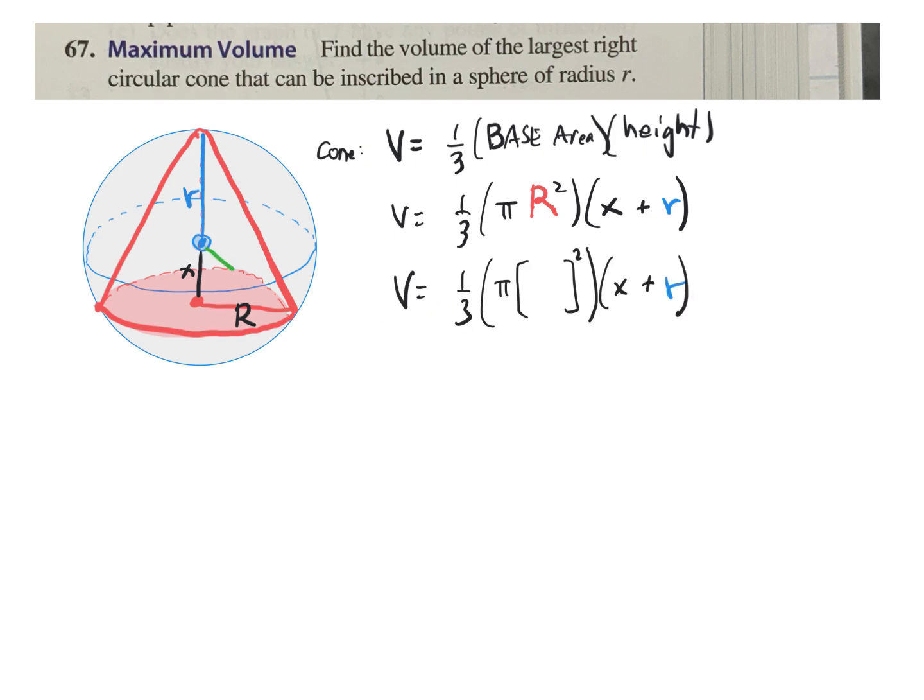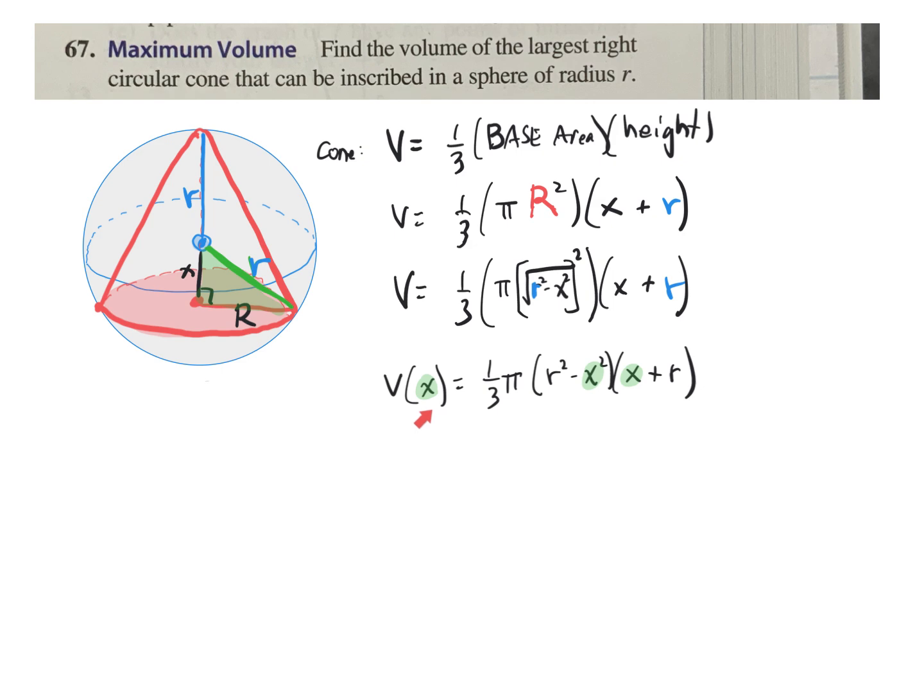Let's write another radius of the sphere, which is r, and then we can solve for capital R using the Pythagorean theorem. So using the Pythagorean theorem, leg squared plus leg squared equals hypotenuse squared, so that capital R is the square root of little r squared minus x squared. We'll square that, and we have our volume function. All right, so volume is a function of one independent variable, x. r is a fixed constant.